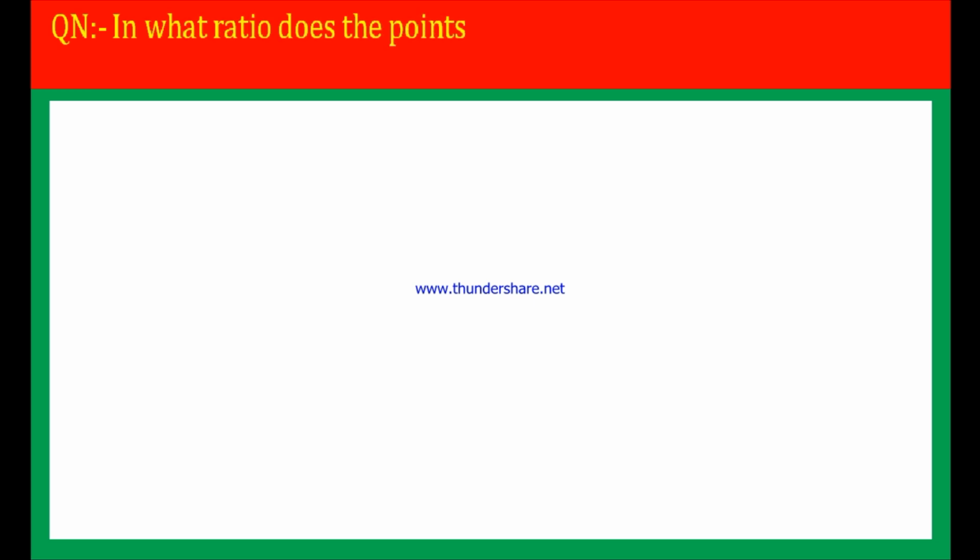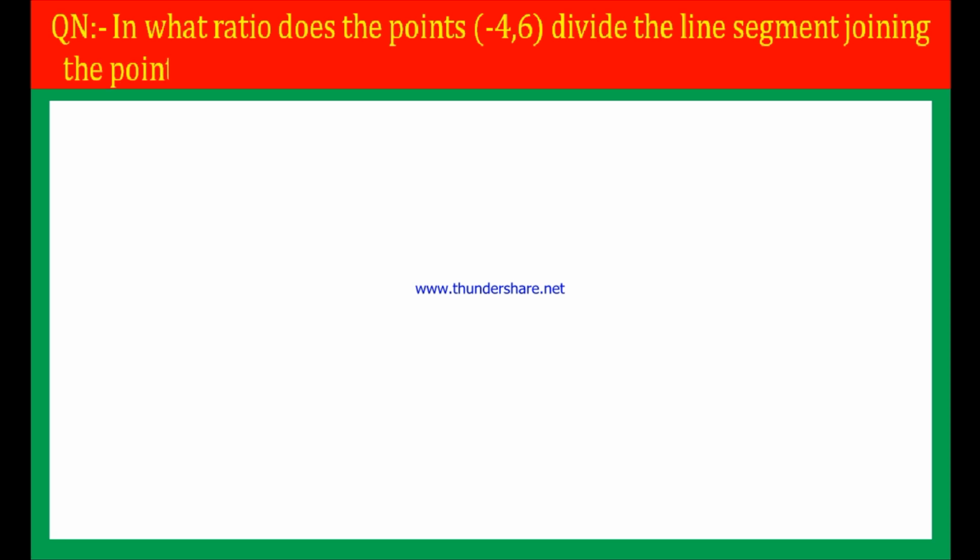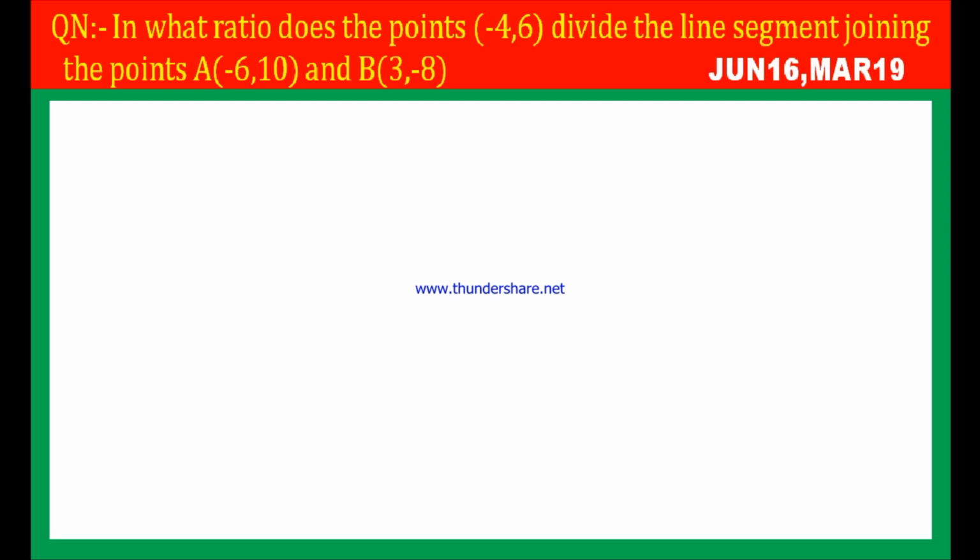Another question. In what ratio does the point (-4, 6) divide the line segment joining the points A(-6, 10) and B(3, -8)? I shall repeat. In what ratio does the point (-4, 6) divide the line segment joining the points A(-6, 10) and B(3, -8)? This question appeared in June 2016 and March 2019.